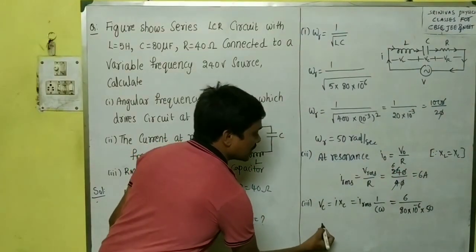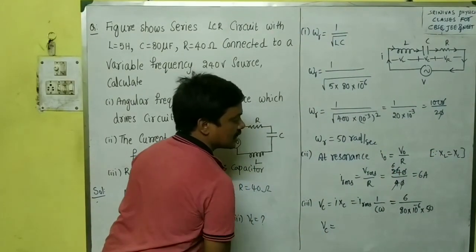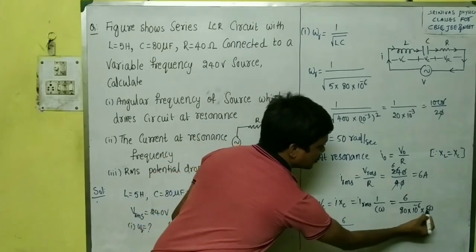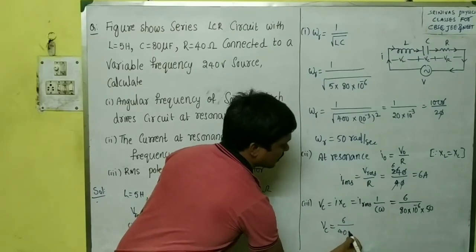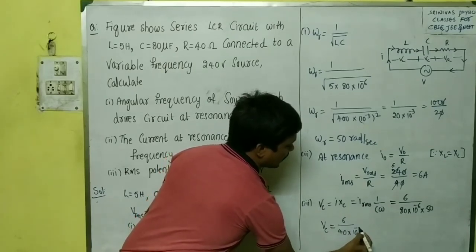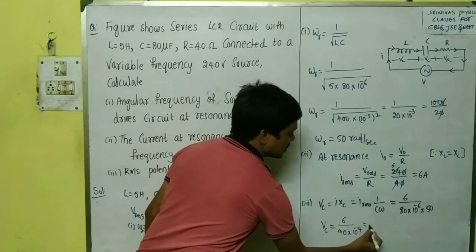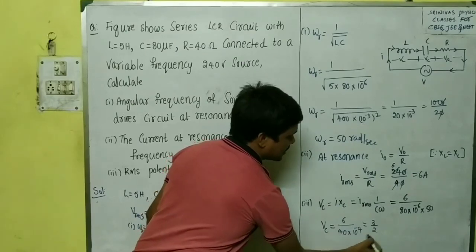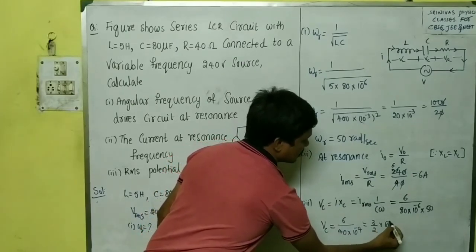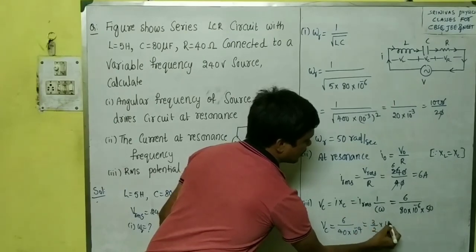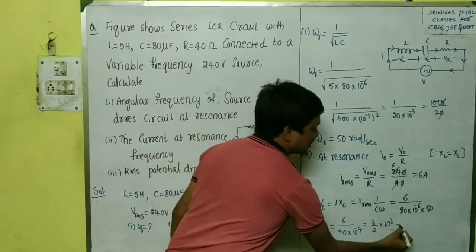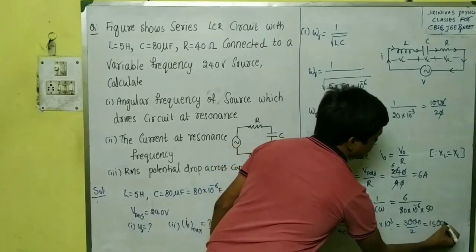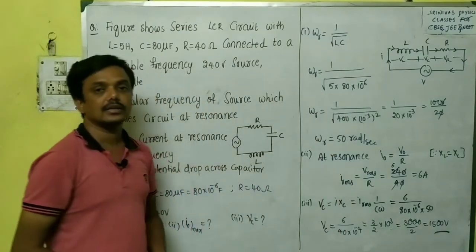The voltage across the capacitance is 6 by 8 into 5, that is 40, into 10 to the power of minus 4. This is nothing but 3 by 2, and 10 to the power of minus 3 goes to the numerator as 10 to the power of plus 3. Then we get 3000 by 2, which is 1500 volts. This is the answer.